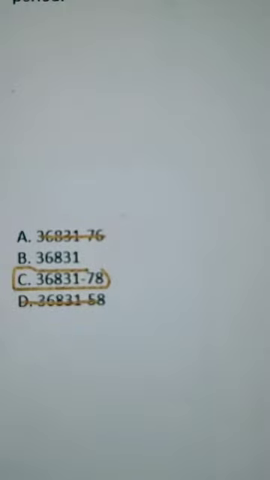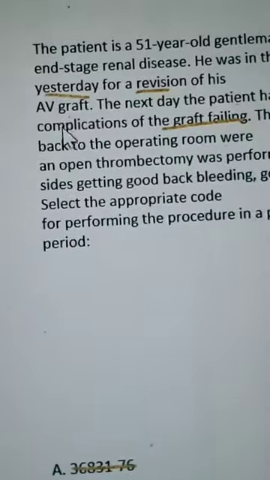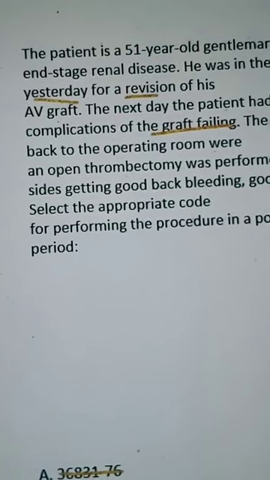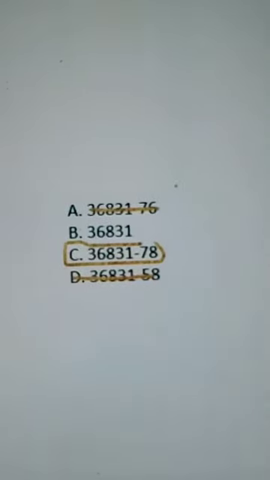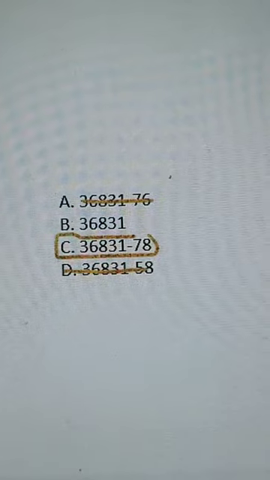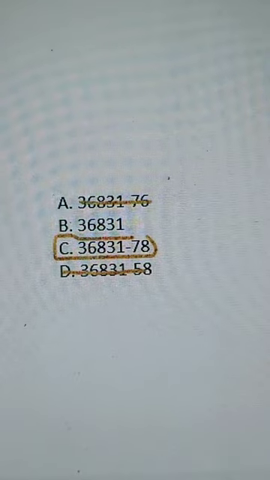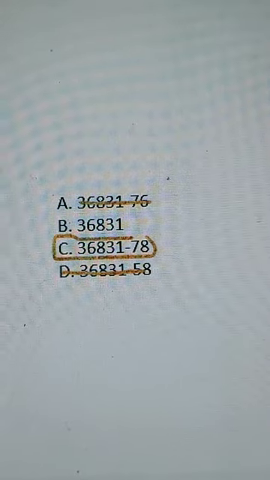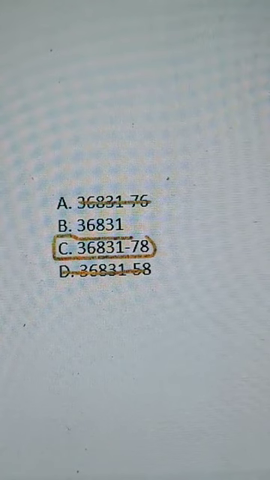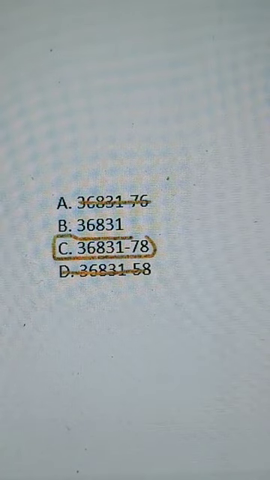We didn't need to know that he's 51 years old. We didn't need to know that he has renal disease. And we didn't need to know any of this crap down here at the bottom. So brain fatigue can really take a toll on you too. And as you're going through this exam, once you get to question 100, you're done. Your brain is toast, especially if you've tried to read all those questions.